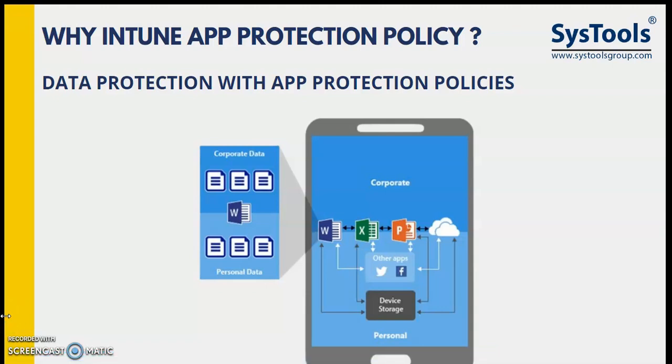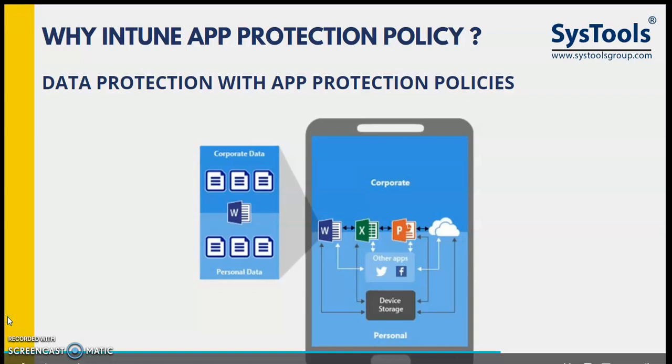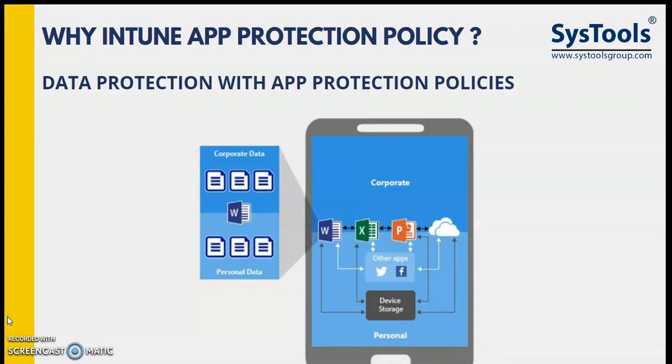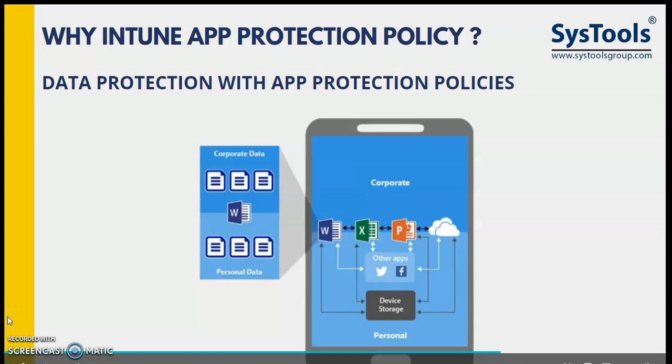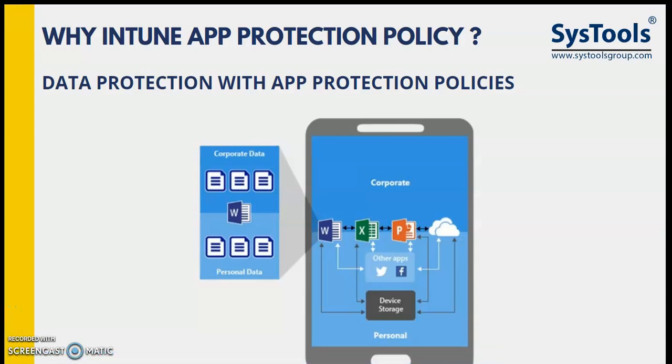So let's understand why Intune App Protection Policy. The main reason for these policies is data protection. Whenever a mobile device has corporate applications as well as personal applications installed, and these apps are used without restriction, the company data and personal data can get intermingled. So here the app protection policies come into the picture. They make sure that app layer protections are in place. For example, you can require a PIN to open an app, control the sharing of data between apps, and prevent the saving of company data to a personal storage location.